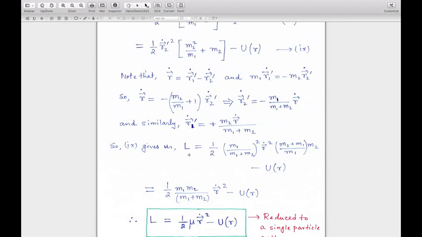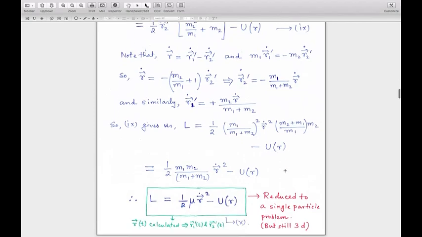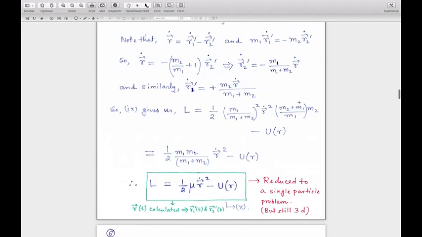Then the total Lagrangian will simply be half (m1 by m2) whole square times r dot square times (m2 plus m1) by m1 times m2 minus U of r. And if you now complete the calculation, you will see this is nothing but half m1 m2 by (m1 plus m2) r dot square minus U of r. So that was exactly what is expected, but I just showed it rigorously.